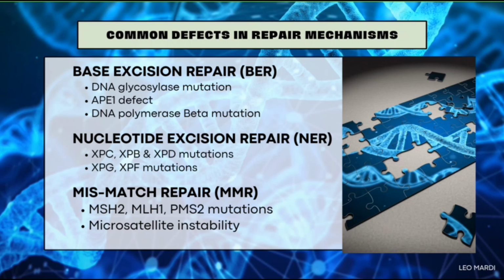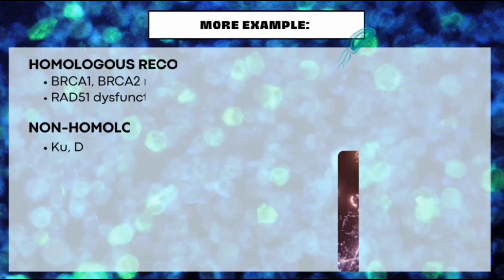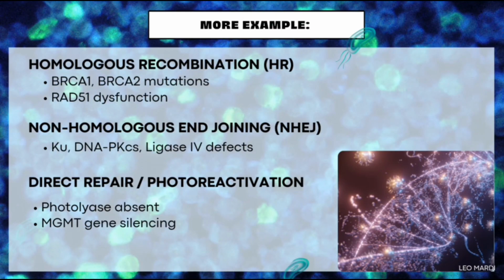Mismatch repair problems such as mutations in MSH2 or MLH1 cause small DNA copying errors to be missed. More examples: homologous recombination defects like BRCA1 or BRCA2 mutations are linked to breast and ovarian cancer. Non-homologous end joining issues like missing carrier proteins can affect DNA break repair. And lastly, direct repair may fail if enzymes like MGMT are silenced or missing.